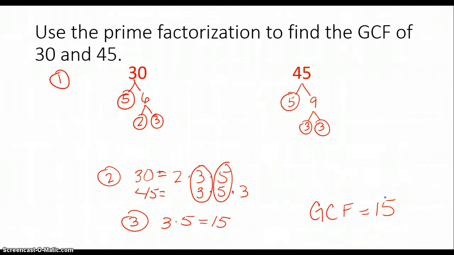It might be a good idea right now in your summary portion of your WSQ to write down the steps for using prime factorization to find the greatest common factor. Step 1 is to do your factor trees and write out the prime factorization for each number. Step 2 is to circle the prime factors that both numbers have in common. And step 3 is to multiply the factors that you circled to find the greatest common factor.